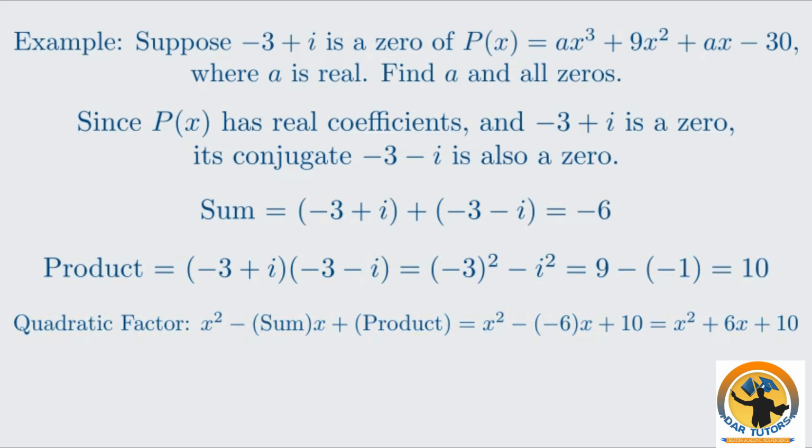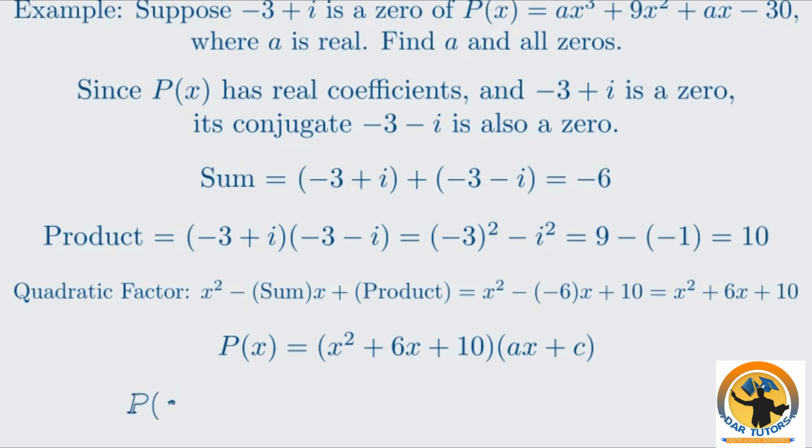We know that p of x is a cubic polynomial. If we divide it by this quadratic factor, we must get a linear factor. Let's call this linear factor ax plus c. So, p of x equals the quadratic factor times the linear factor ax plus c. We can find a and c by expanding the right side and equating coefficients with the original polynomial.